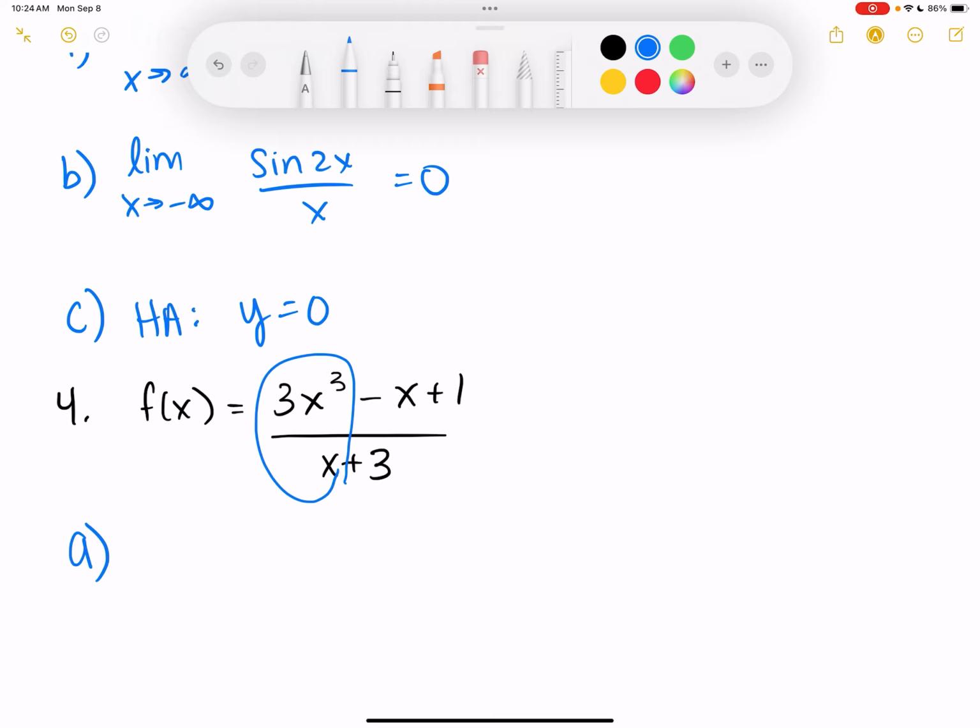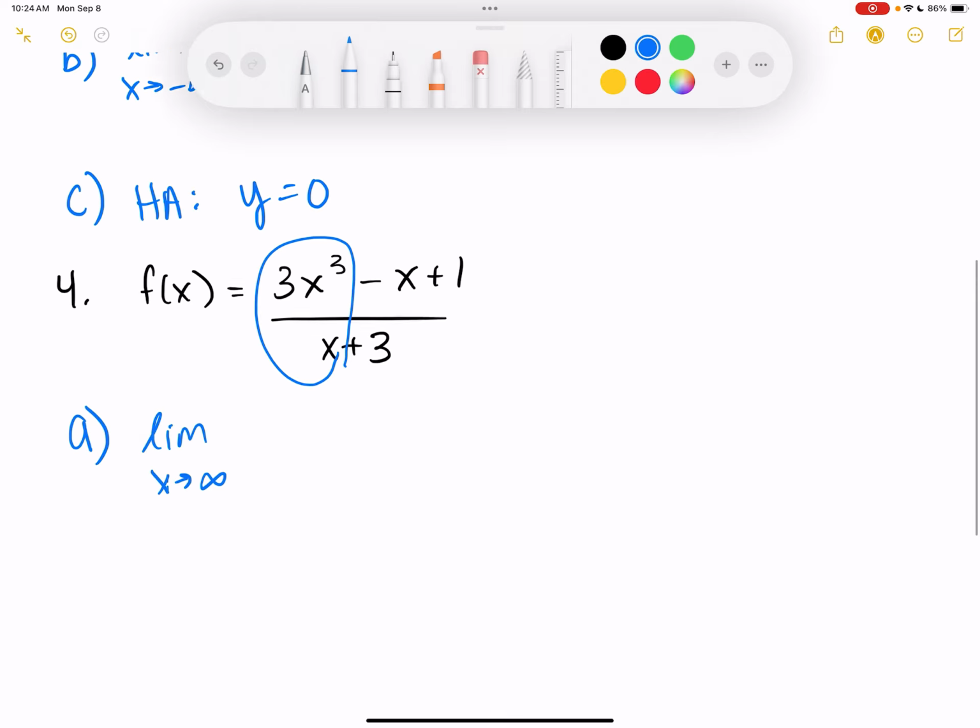So the limit as x approaches infinity of... Now, a lot of times I don't rewrite the whole function. I kind of did up here, but a lot of times I'll just write f of x because it's clear what it is.